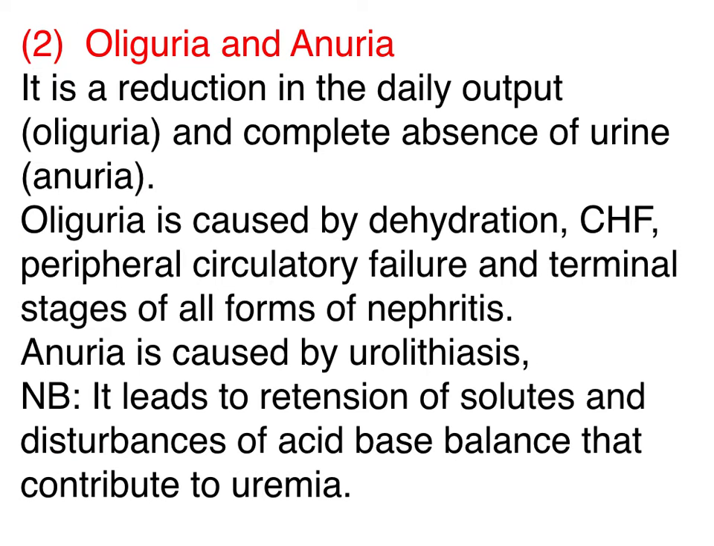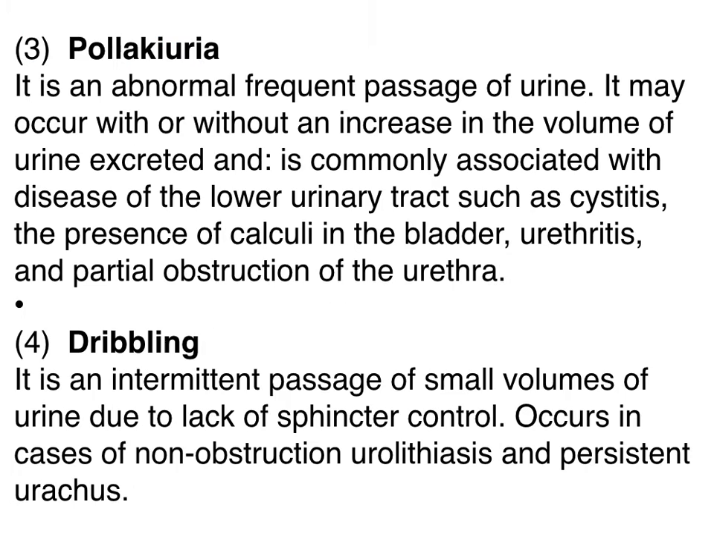Oliguria or anuria is a reduction in the daily output. Oliguria is a reduction, and the complete absence of urine is called anuria, meaning absence or retention of urine. Oliguria is caused by dehydration, congestive heart failure, peripheral circulatory failure, and the terminal stage of all forms of nephritis. Anuria is caused by urolithiasis. When a stone blocks the urinary tract, urine flow stops completely. It leads to retention of solutes and disturbance of acid-base balance that contribute to uremia, especially in cases of anuria.